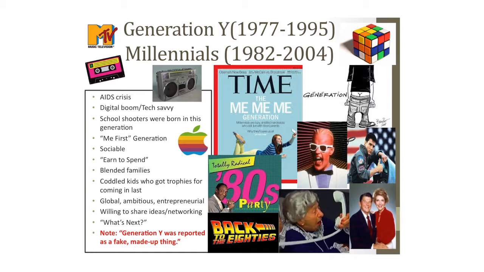AIDS crisis. School shooters were born during this generation. Me first generation. They earned to spend, blended families, coddled kids who got trophies even for coming in last. But look at kind of the good things about this generation. They're global, they're ambitious, entrepreneurial, willing to share ideas, network. They want to know what's next.